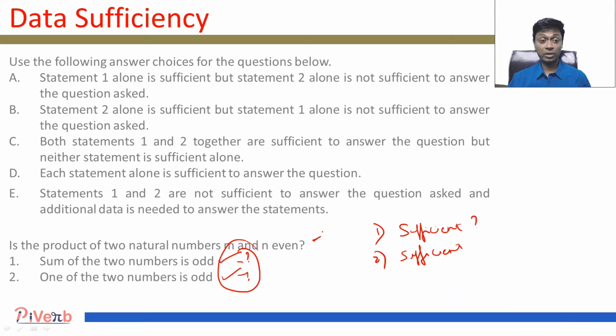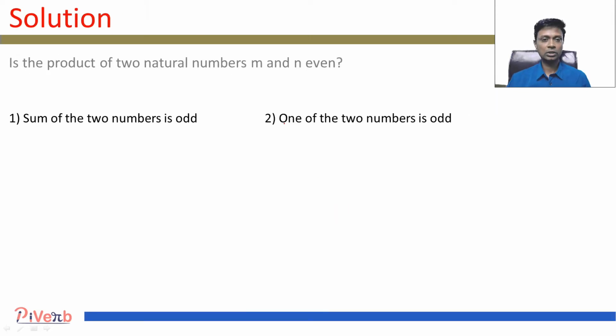Now let's jump to the question. Is the product of two natural numbers even? When will this happen? When both are even, or one is even and the other is odd. When will the product be even? If both are even, or if m is even and n is odd, or m is odd and n is even. Right? Only in these scenarios will the product be even.